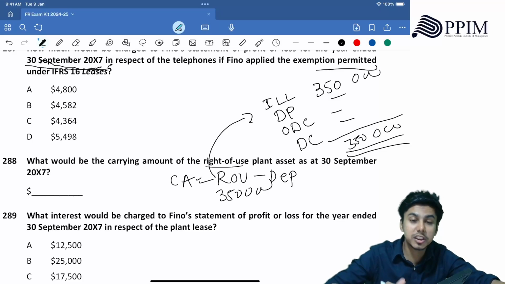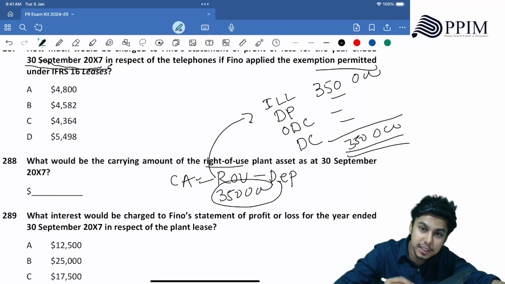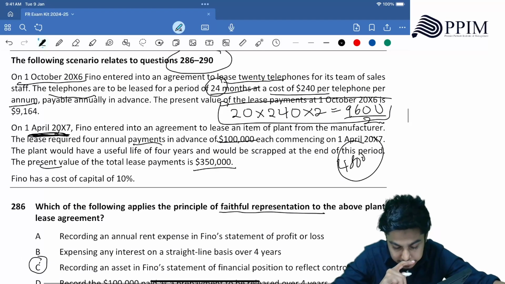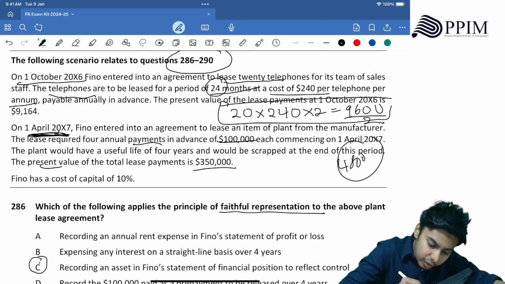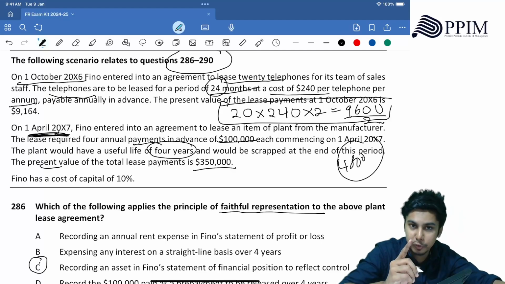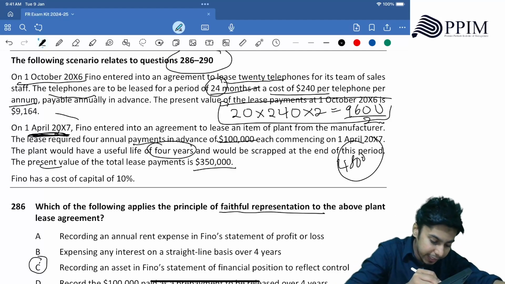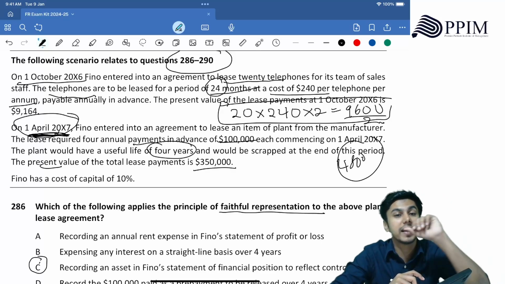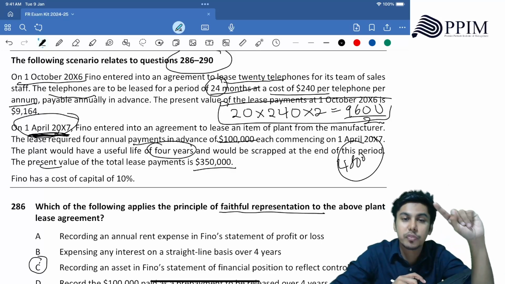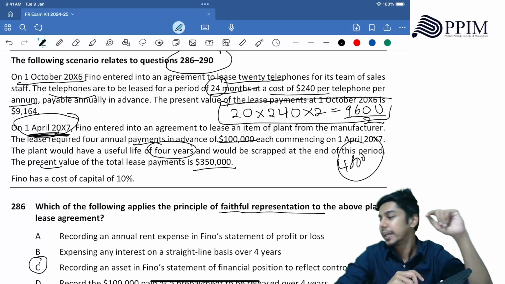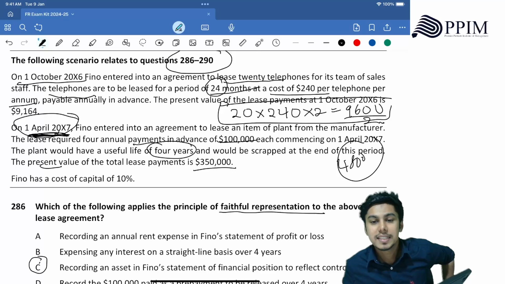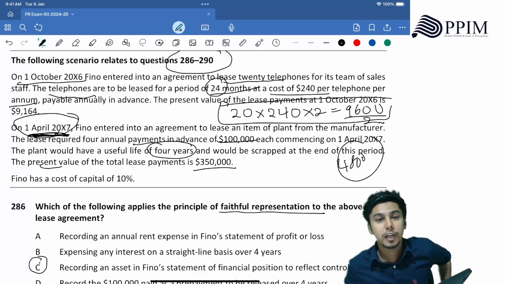Now depreciation. Take this answer and calculate depreciation. How to calculate depreciation? Let's go to the question. What's the useful life? 4 years. But be careful. When are you taking the lease? April. Until when is the question going? 30th of September. Count and see, April to September, how many months are there? 6 months. So only 6 months you have to calculate depreciation.